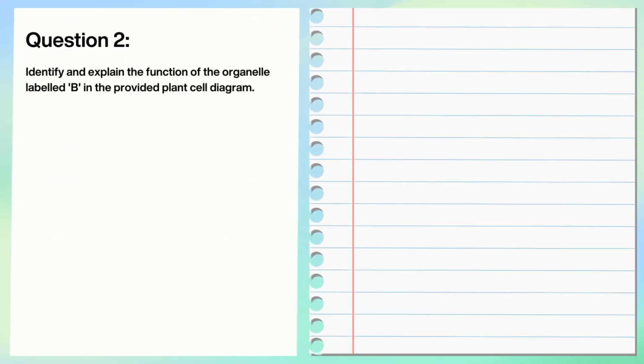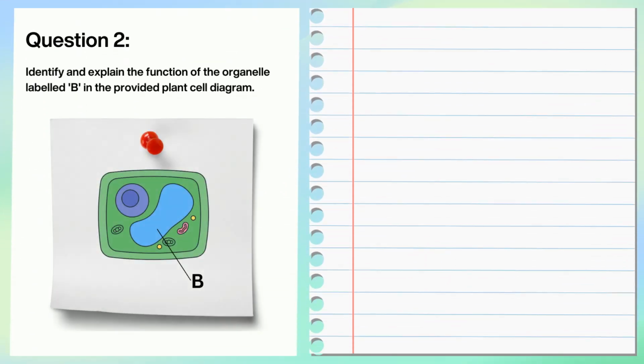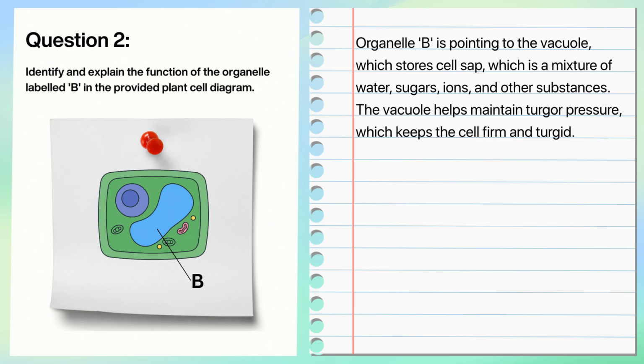Here is a second question. Identify and explain the function of the organelle labeled B in the provided plant cell diagram. Pause and have a go. Here, organelle B is pointing to the vacuole, which stores cell sap, which is a mixture of water, sugars, ions, and other substances. The vacuole helps maintain turgor pressure, which keeps the cell firm and turgid.